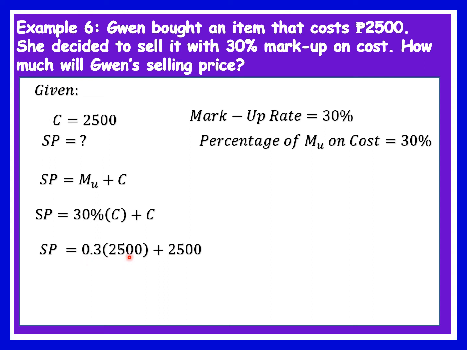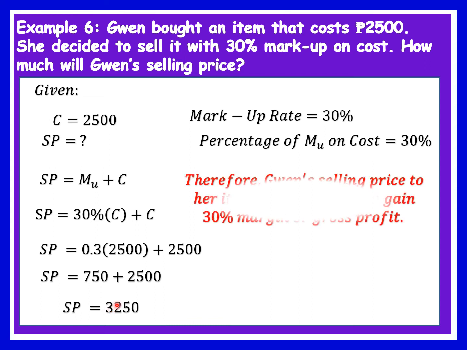Multiply this first. So that is 750 plus 2,500. Adding this up, that will be 3,250. So therefore, the selling price of her item must be 3,250 pesos to gain 30% margin or gross profit.